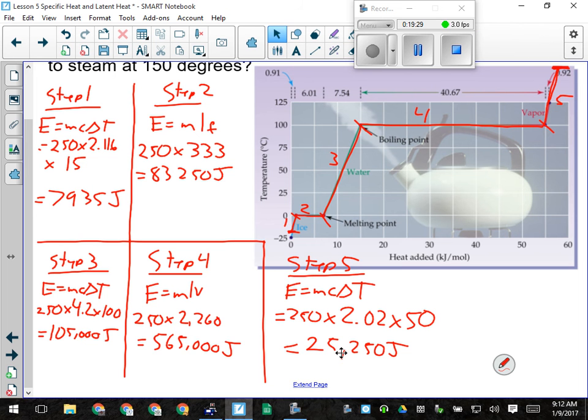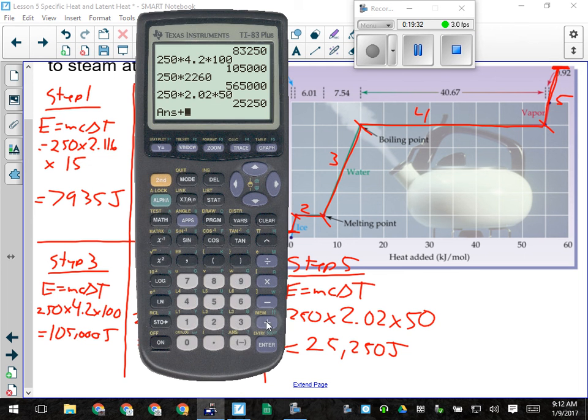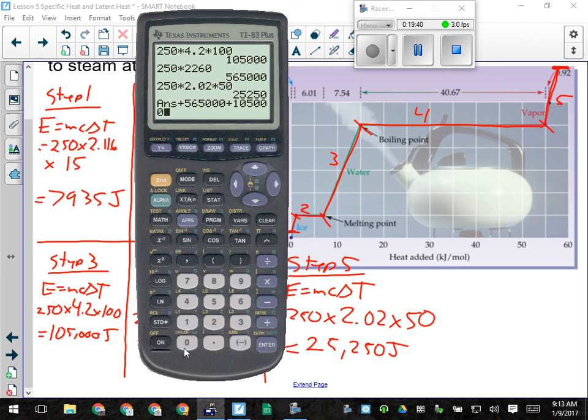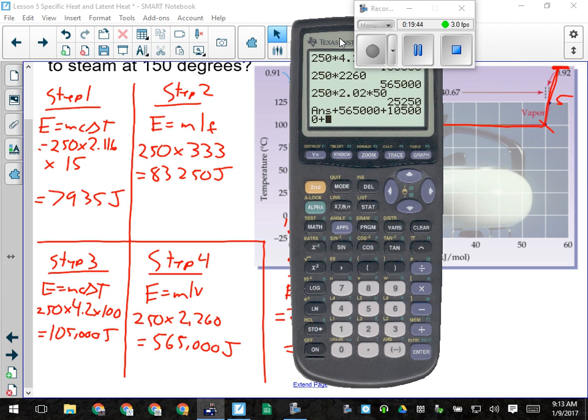Add them all together. So plus 565,000 plus 105,000 plus 83,250 plus 7,935. All right, so our grand total is 786,435 joules.